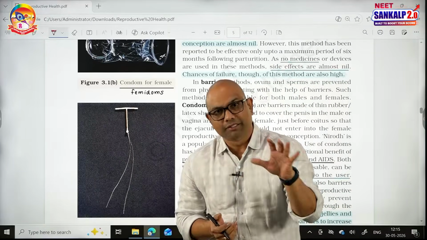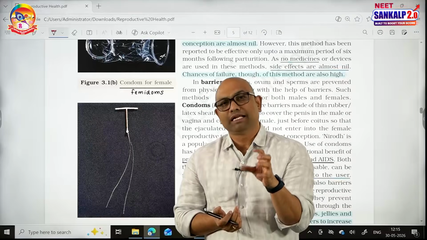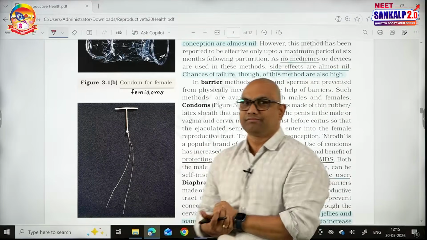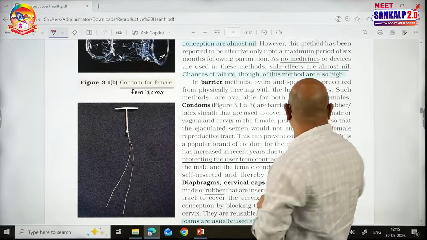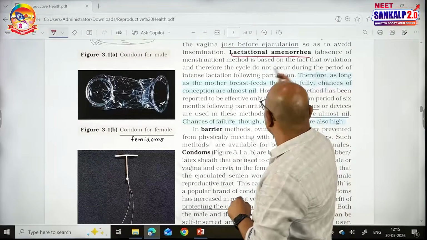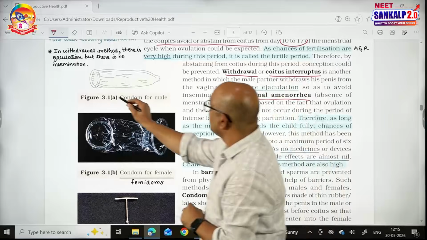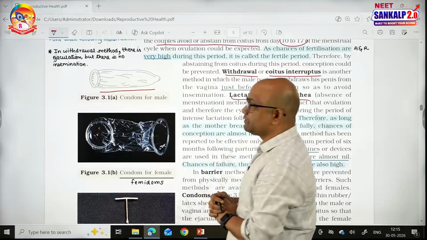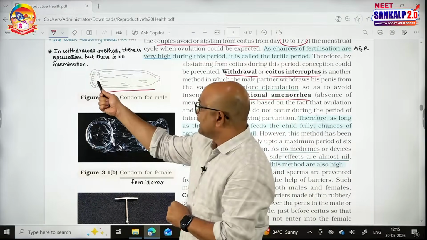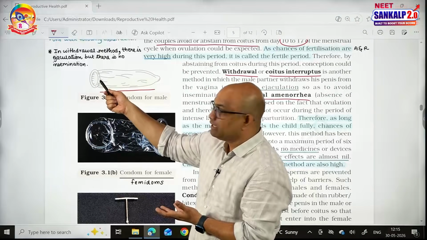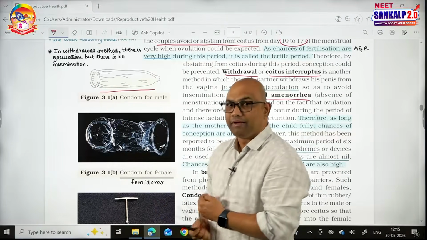Male condoms can cover the penis, female condoms can cover both vagina and cervix. See this? This is the picture of a male condom. It can cover the penis. So at the time of ejaculation, the semen will be released into the condom, and it will be collected.